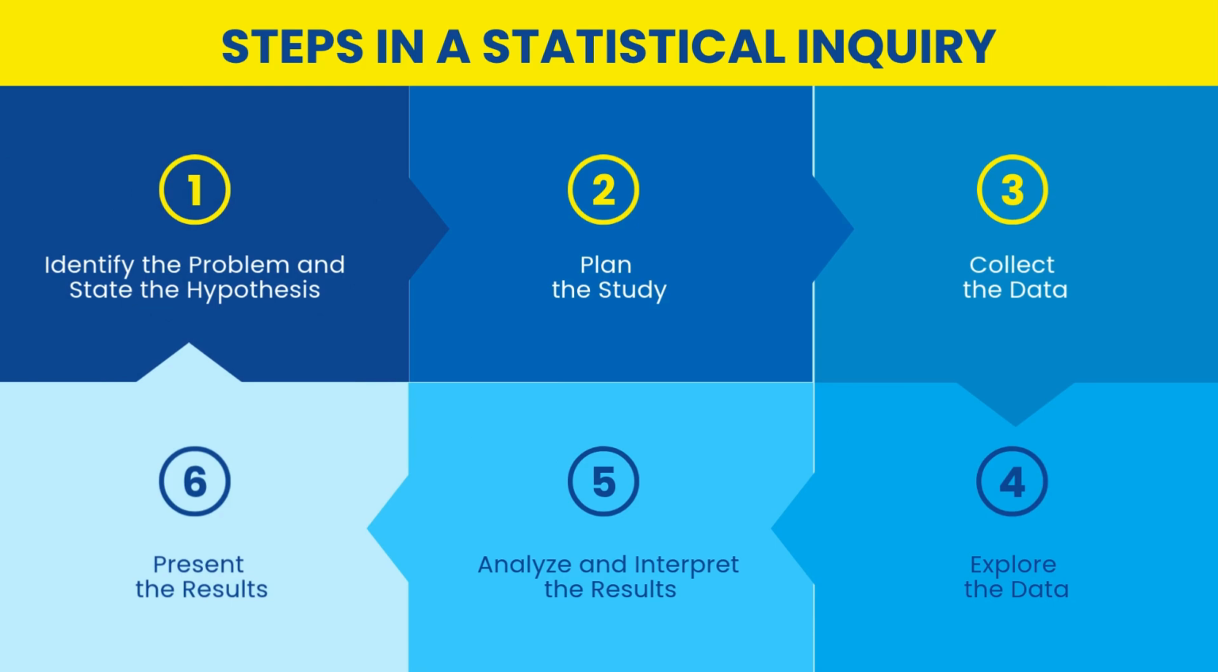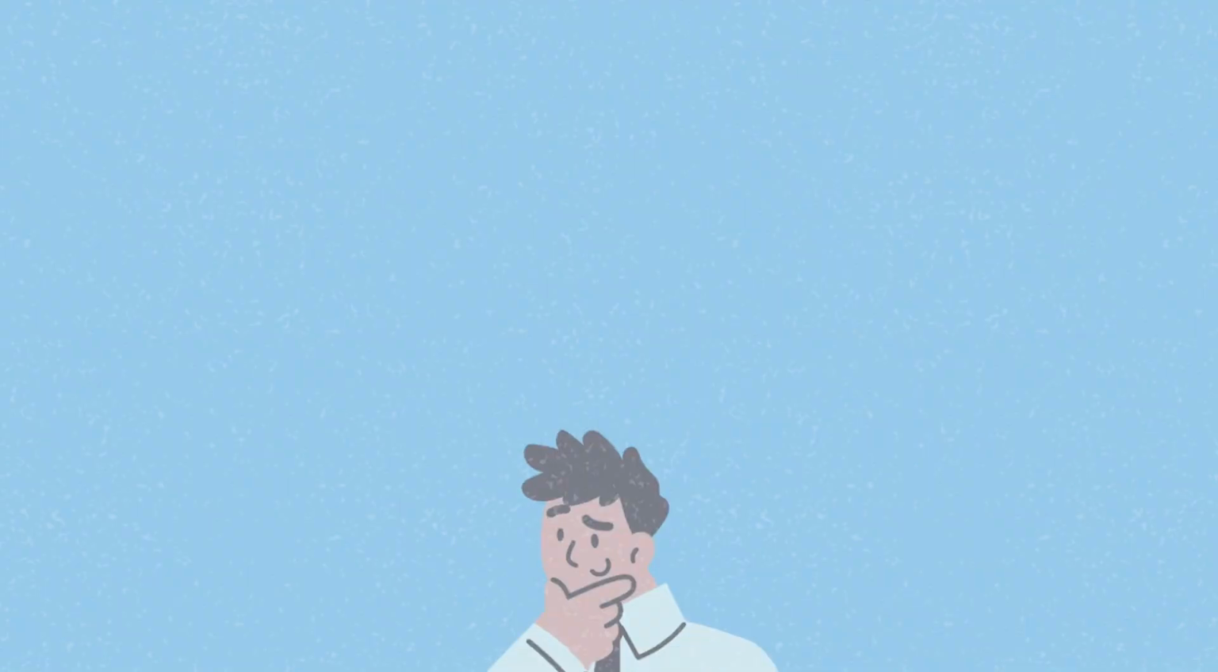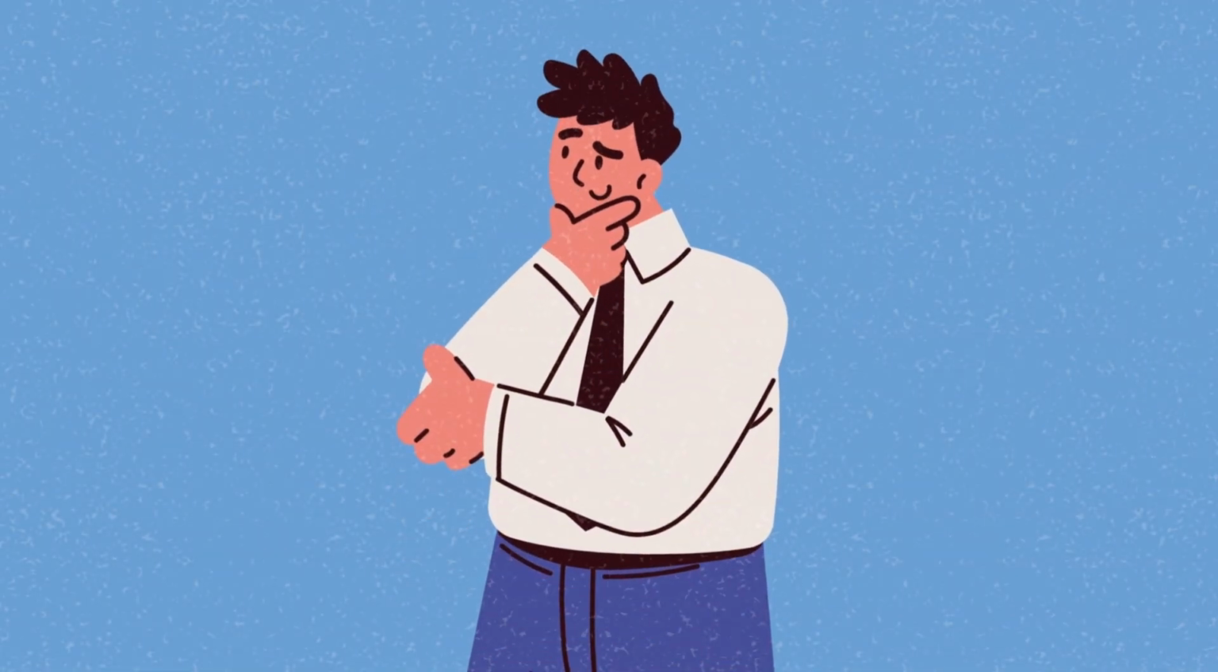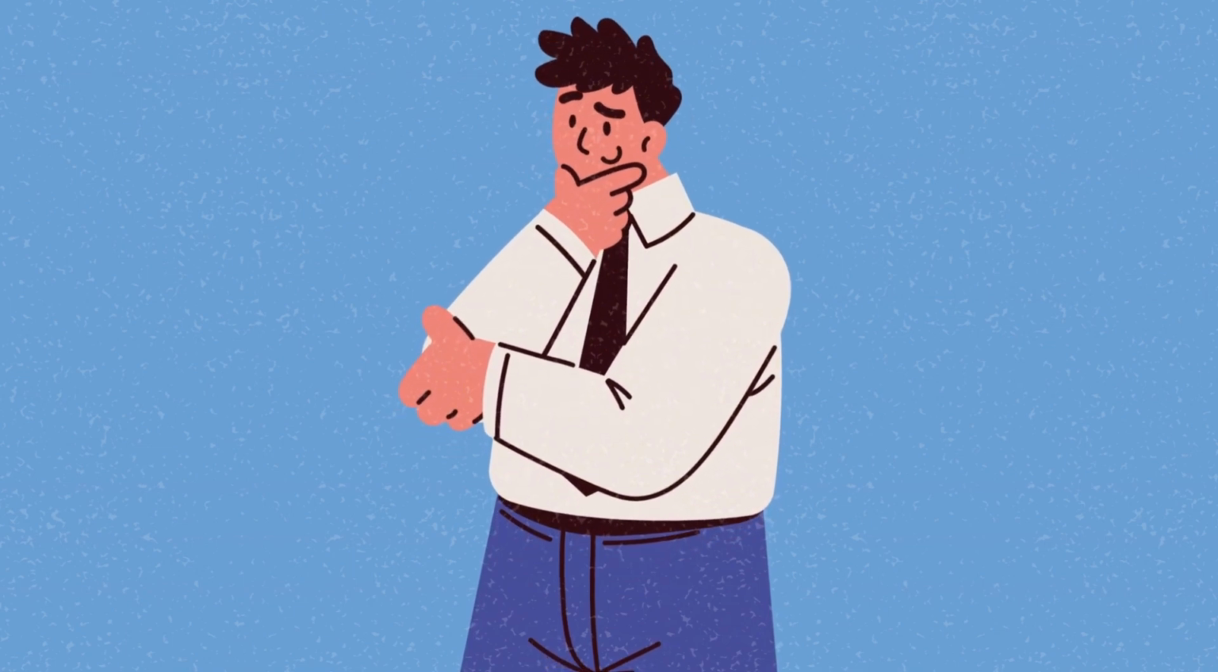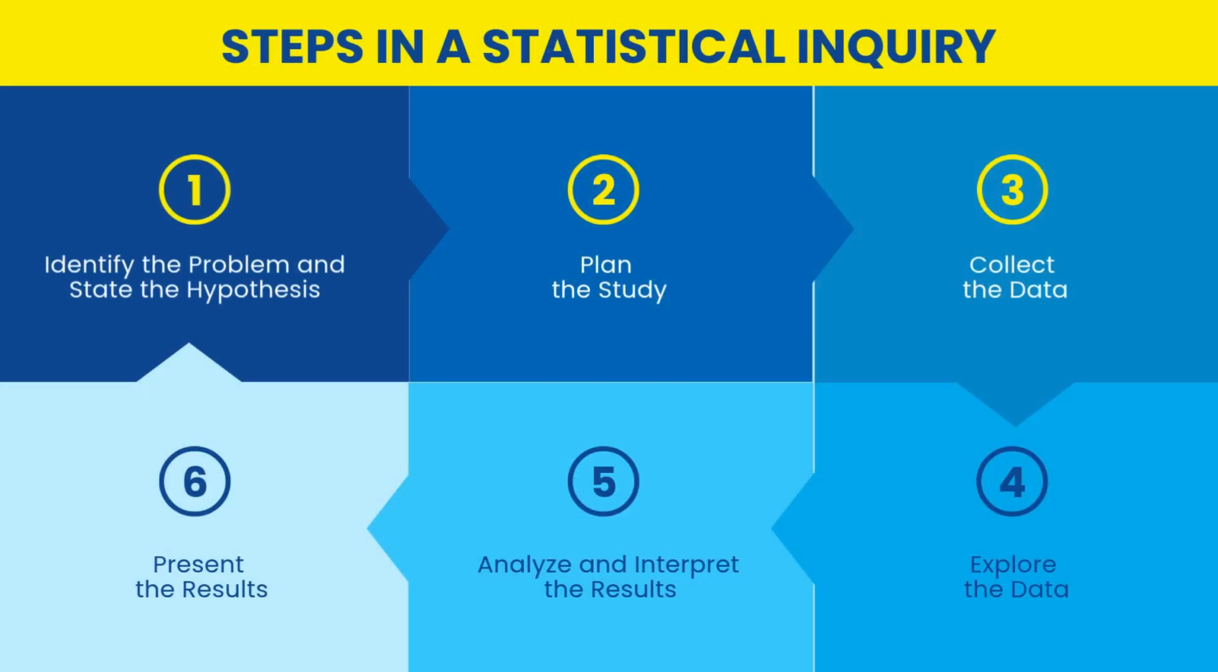Now, please pay attention to this theme, and you can notice here that we have 6 tiles. 6 tiles means that we have 6 steps in a statistical inquiry. When you're trying to analyze something, what is the first thing that you do? What comes to mind? You should first identify the problem and state the hypothesis, and then plan the study.